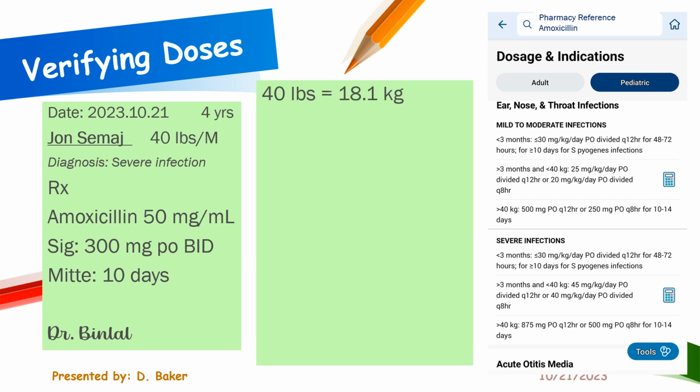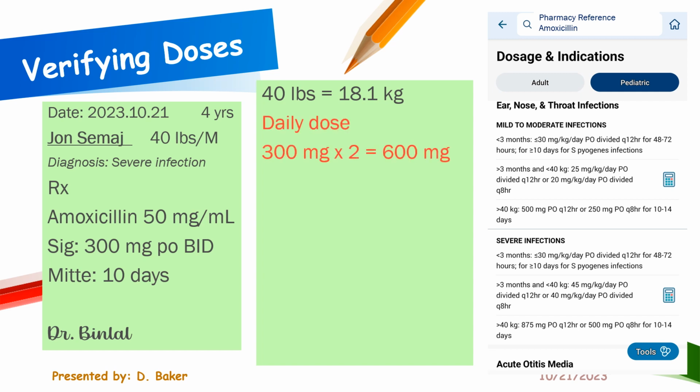So the first thing that we need to look at here in terms of using the data that is available to us, John's weight is 40 pounds. We need to convert that to kilogram because the dosing information in the reference is in terms of kilograms. So based on that conversion, the weight here is 18.1 kilogram.